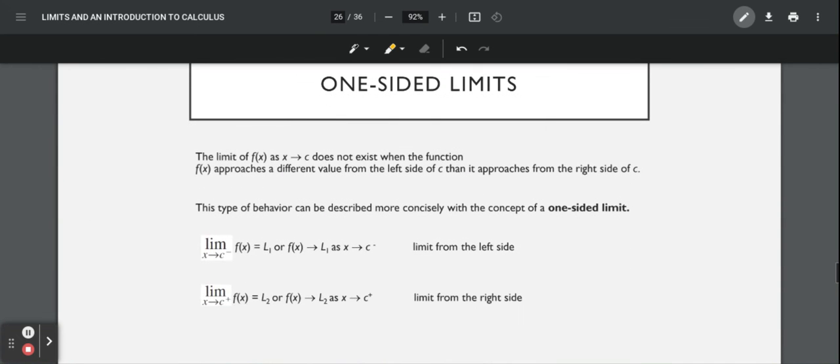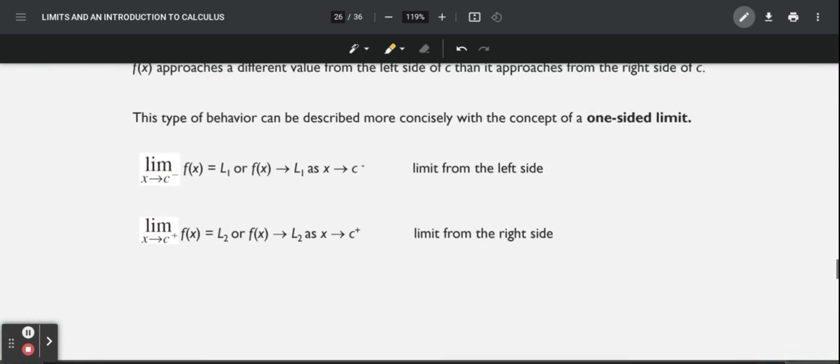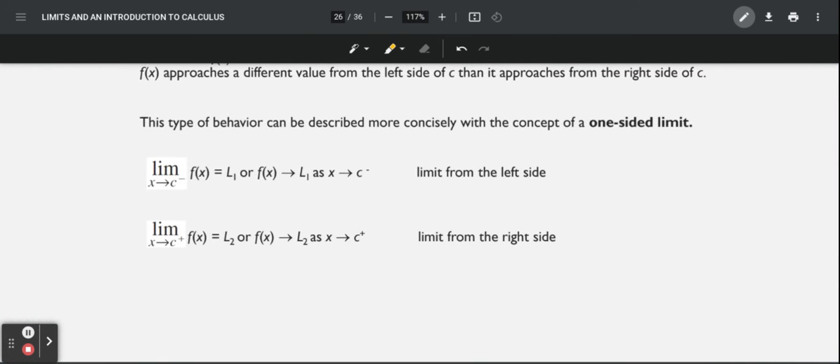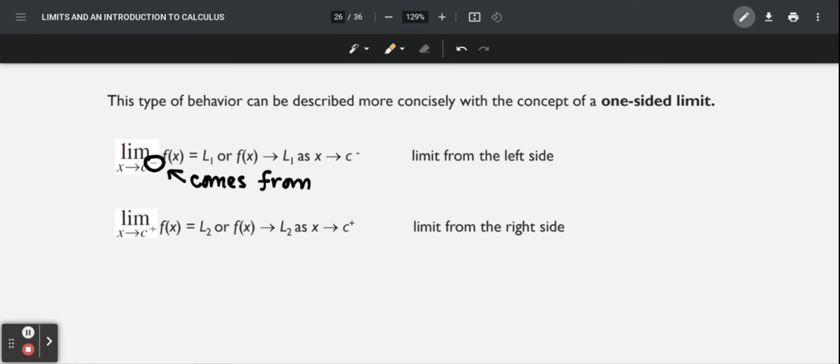And then the last thing are the one-sided limits. So with one-sided limits, it means we're really just looking as it's approaching either from the left or from the right. And the way that you know it's one-sided is that you have these little markers after your constant. So if you have the negative sign, it means that you're looking as the graph comes from the negative direction.